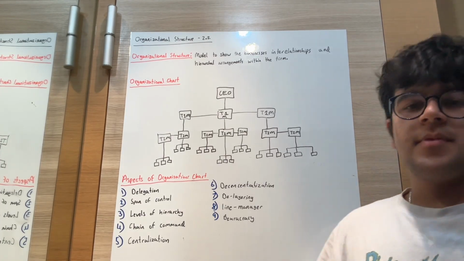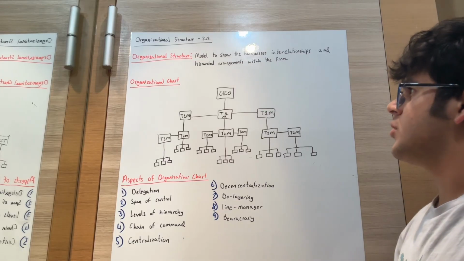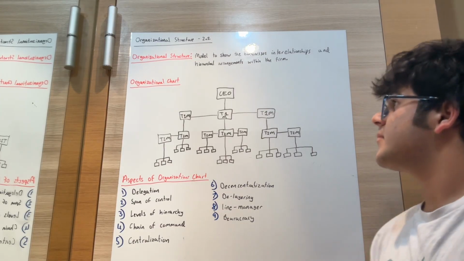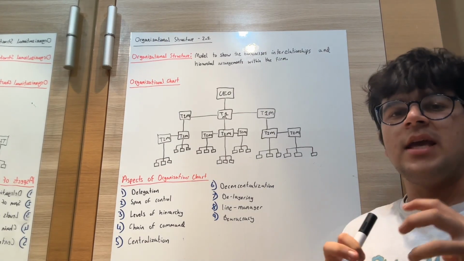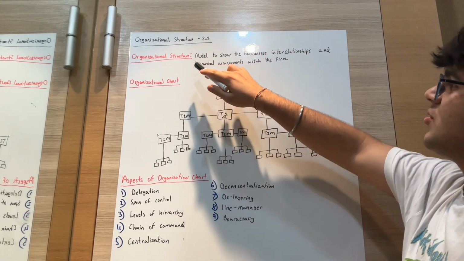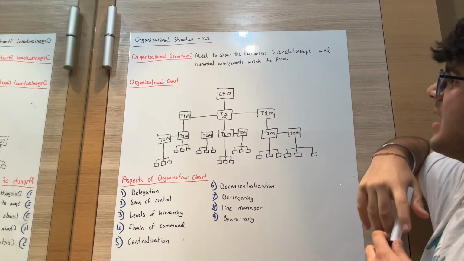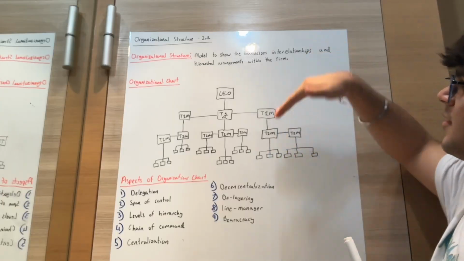Okay, so this is topic 2.2, organizational structures, in the HR unit. So, what is an organizational structure? An organizational structure is a model to show the business's interrelationships and hierarchical arrangements within the firm.